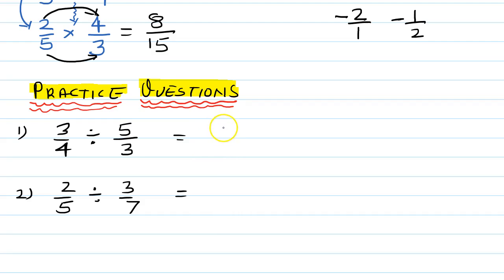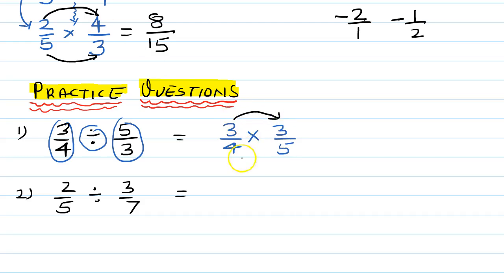Welcome back. If you have tried, just see here, the first fraction remains the same, 3 by 4 as 3 by 4. Change this division sign to a multiplication sign. So this is what we have done. Now next one is 5 over 3. So its reciprocal is 3 over 5. Then what you need to do is just multiply top number and bottom number. So 3 times 3 is 9 and 4 times 5 is 20.